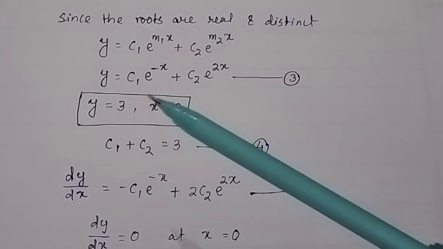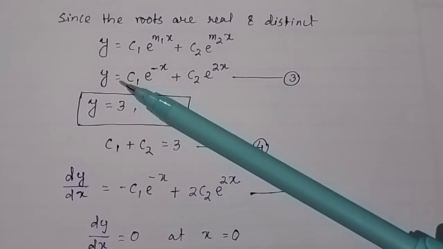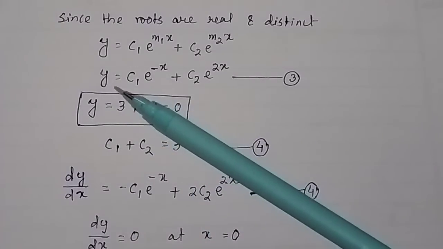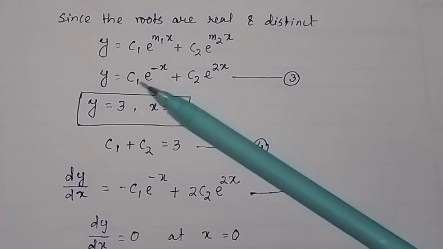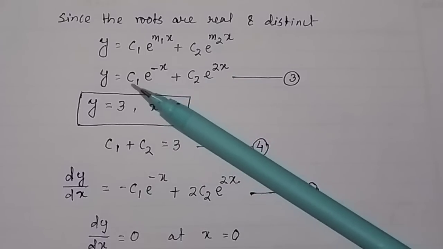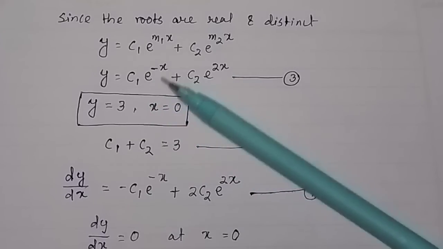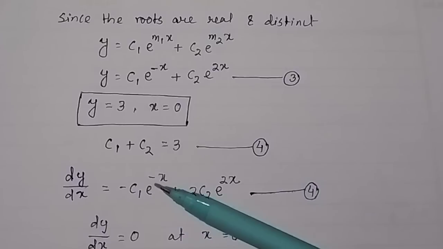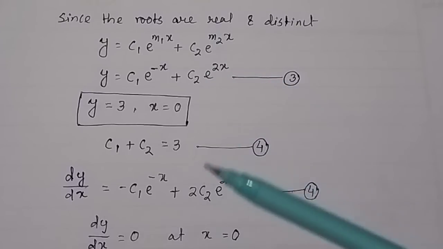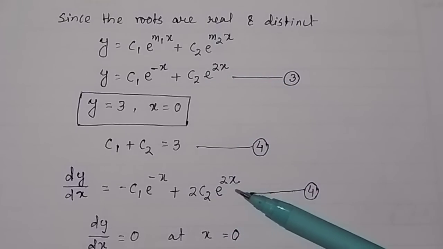Now you find the derivative of y with respect to x, because the second condition given is that the derivative of y with respect to x is equal to 0 at x equal to 0. That is why you have to find the derivative of y with respect to x. So if you differentiate equation 3 with respect to x, then the differentiation of c1 e to the power minus x will be minus c1 e to the power minus x, and the derivative of c2 into e to the power 2x will be 2c2 into e to the power 2x. So suppose this is equation number 4.